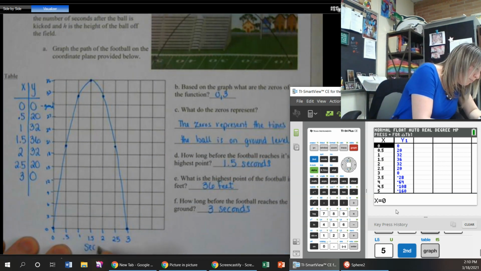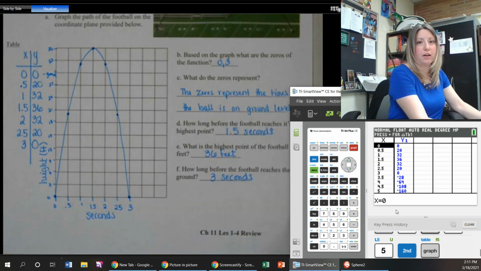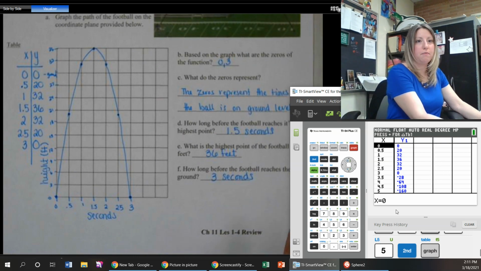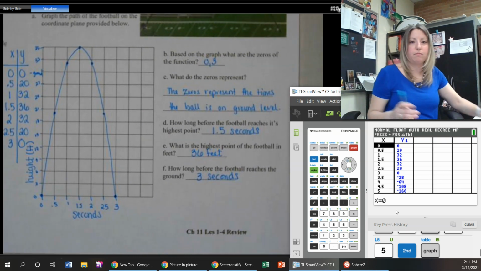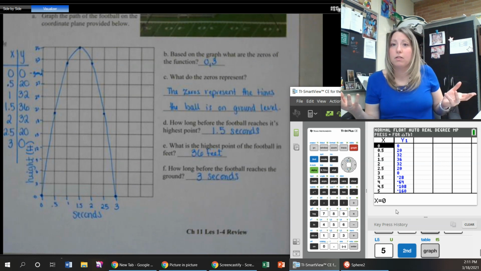Let me label. This is height. I know my table came a little close, so sorry about that. I'm a little close on my table on that guy. But that's it. That's what you're looking at. And that's what we've learned so far in chapter 11.